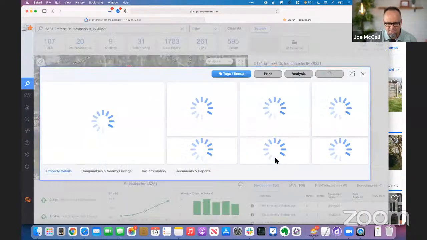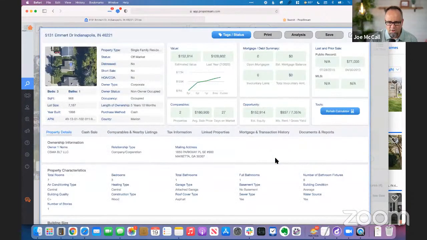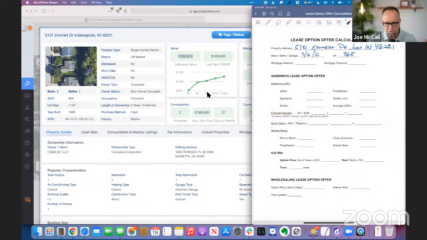Good. I'm going to go here to details. Yeah, you're right, Kenneth. When you use PropStream, you get better info. Okay, so this hedge fund, CSMA, out of Marietta, Georgia, has owned this house for 5 years and 10 months. Okay. But what am I looking for right here? Estimated value right here, 152,914.